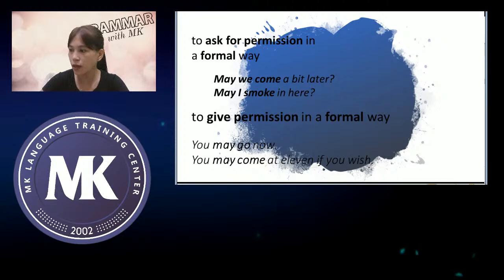Okay, and then next we have to ask for permission in a formal way. Remember, you can also ask permission using the word can, right? But this is the more formal way. So for example, may we come a bit later? May I smoke in here? Next, to give permission in a formal way. You may go now, you may come at 11 if you wish.